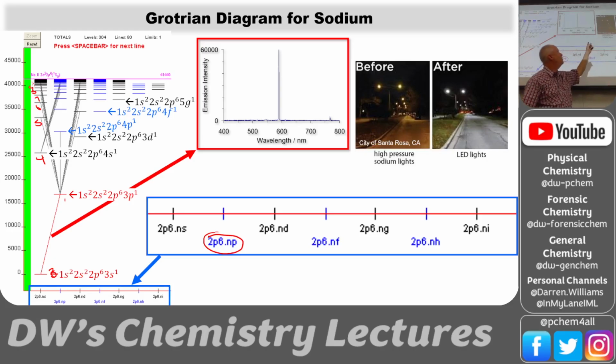And maybe you've seen street lights. This was a picture of Santa Rosa, California. They replaced all of their street lights with LED lights, and so they got away from the yellow light and to more white light. It seems more pleasing. The sodium lights were really cheap because sodium is ubiquitous.